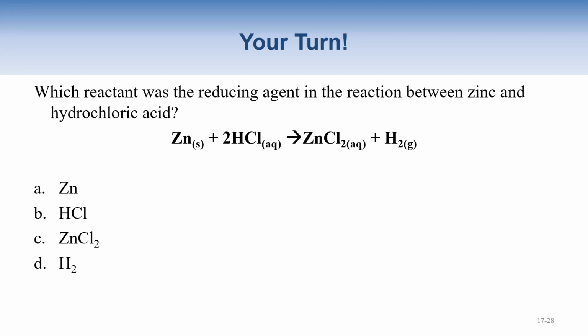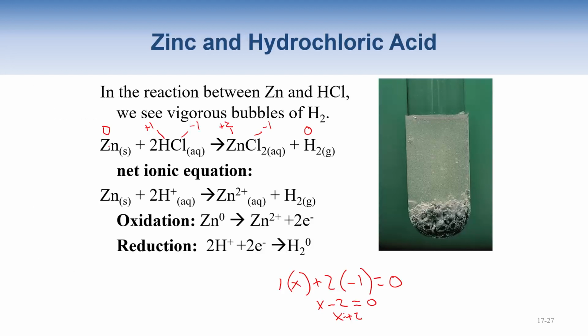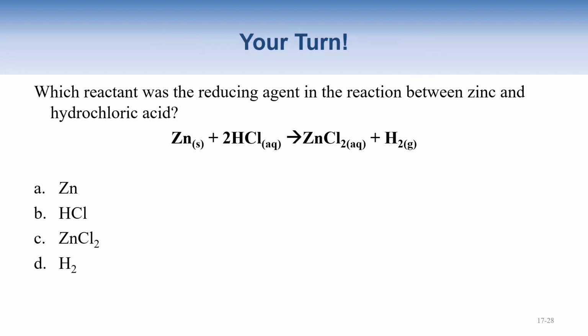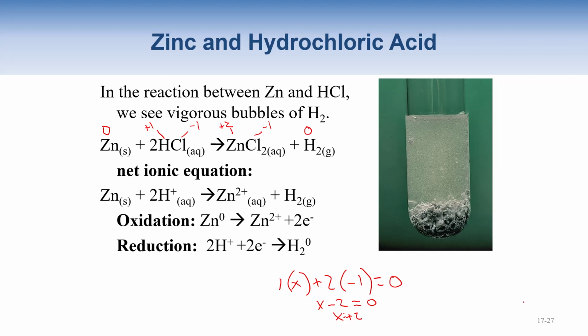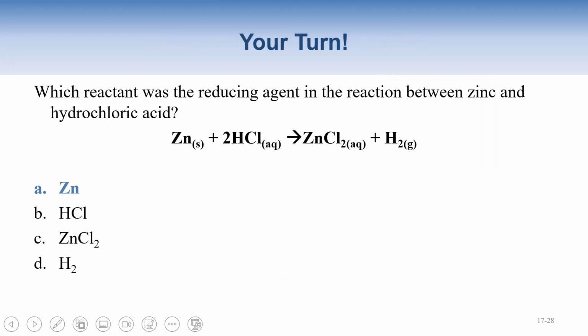Okay, so looking at this one, which reactant was the reducing agent in the reaction between zinc and hydrochloric acid? Well, as mentioned here, zinc went from 0 up to +2. So zinc is oxidized. Hydrogen went from +1 down to 0. Hydrogen was reduced. Because zinc was oxidized, it allowed for the reduction of hydrogen. Our reducing agent is actually zinc.